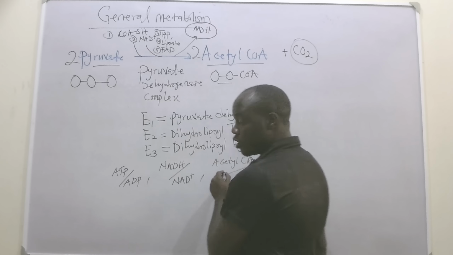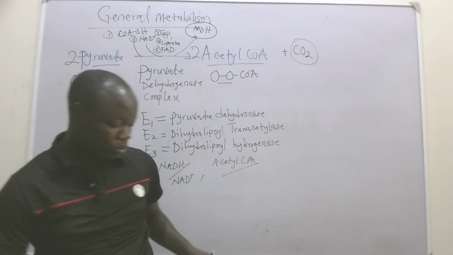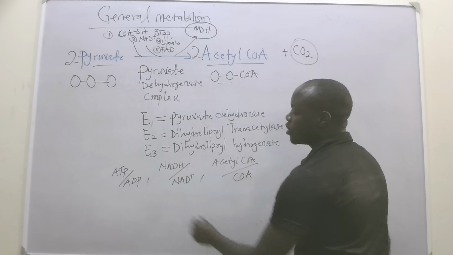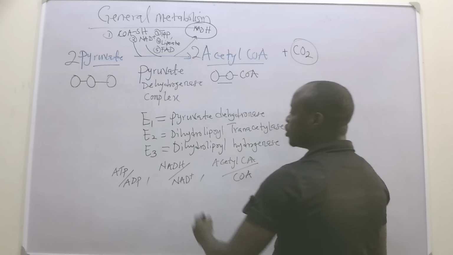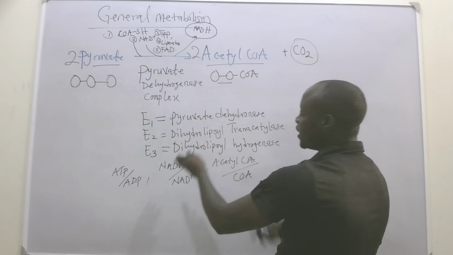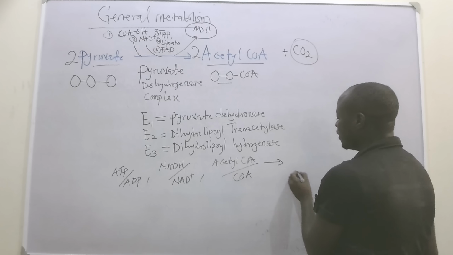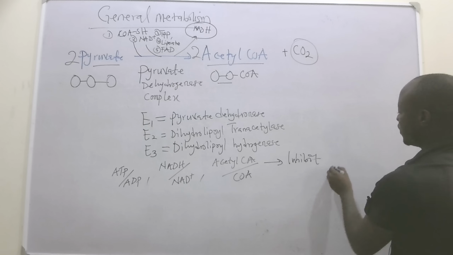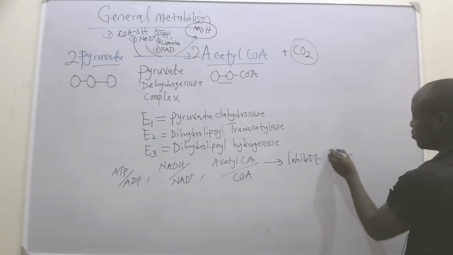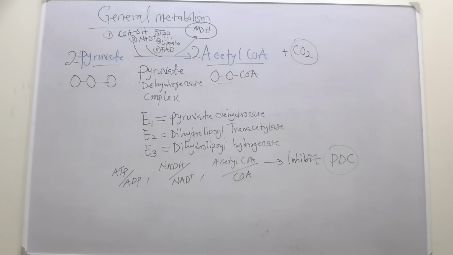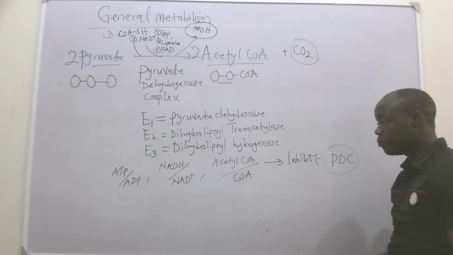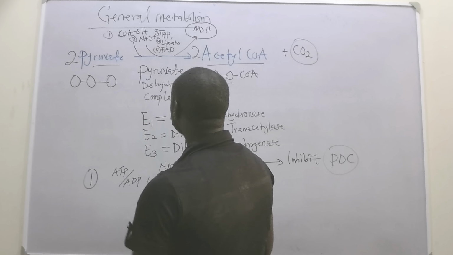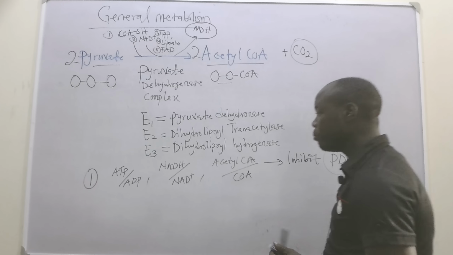the acetyl-CoA to CoA ratio is high. So when the concentration of the following ratios goes very high, they inhibit the pyruvate dehydrogenase complex enzyme. So what does that mean? This is actually the first step of regulating the pyruvate dehydrogenase complex enzyme.